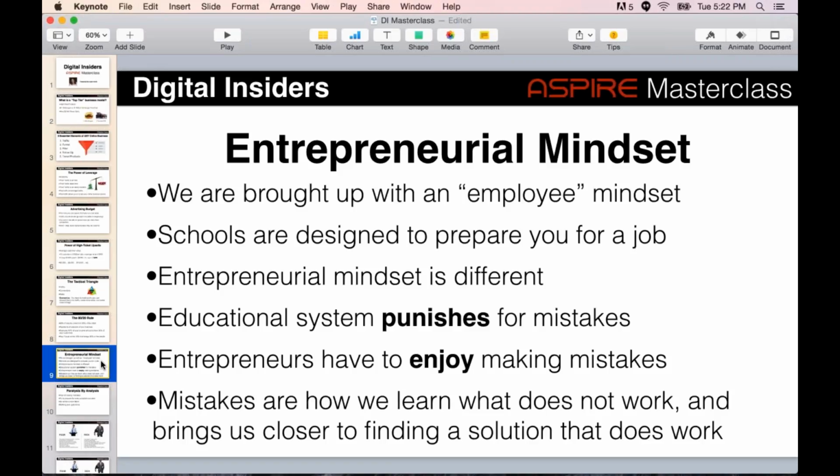Like, schools are designed to prepare you for a job so that you can get a career and you can do the exact job, the specific job that's required, to be successful in that career. But the entrepreneurial mindset's a little bit different. Now, the educational system that's training you for these jobs, it's set up to punish you for mistakes. Like, you don't study well for a test, you don't do good on the test, you get a bad grade, and then you fail the class, you have to retake the class, and it's punishing you for your mistakes.